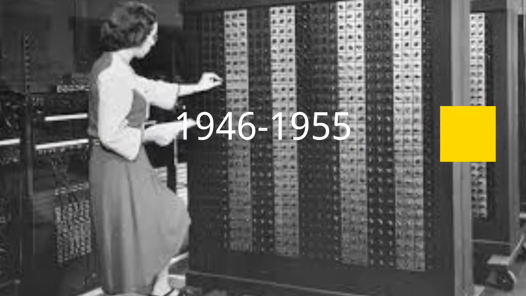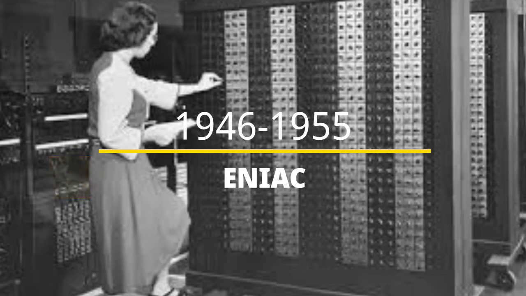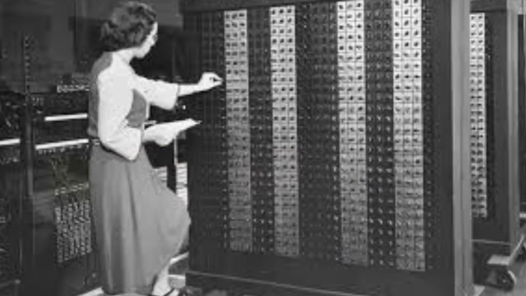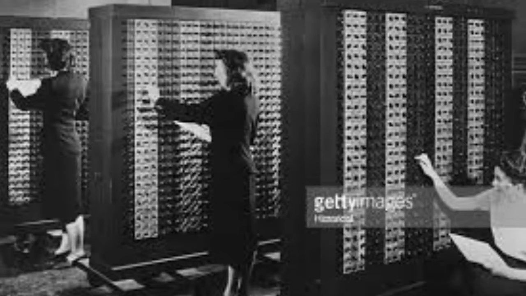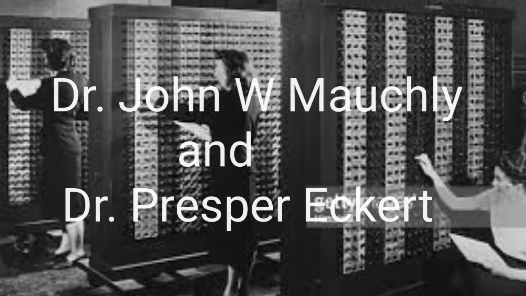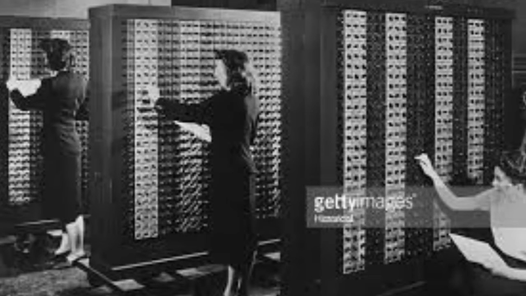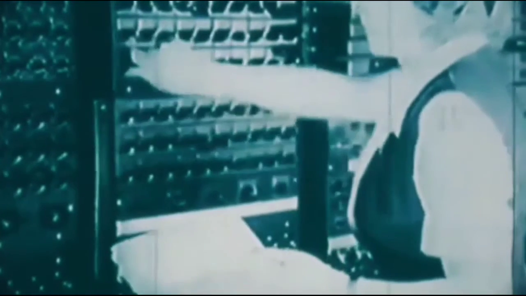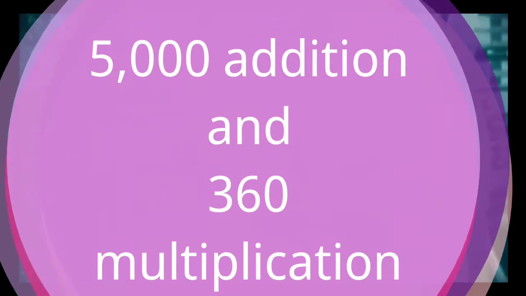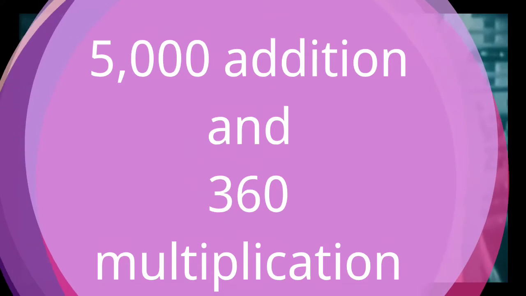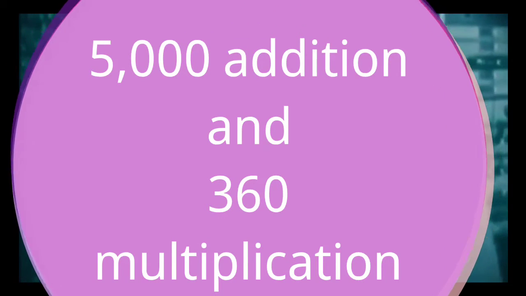1946 to 1955, ENIAC was a product of World War II. The equations to determine the future were so complex. They took days for a human to calculate. ENIAC was designed by Dr. W. Mauchly and Dr. Presper Eckert, and it was completed in 1946 at the University of Pennsylvania Moore School of Electrical Engineering. It could do 5,000 additions and 360 multiplications per second.